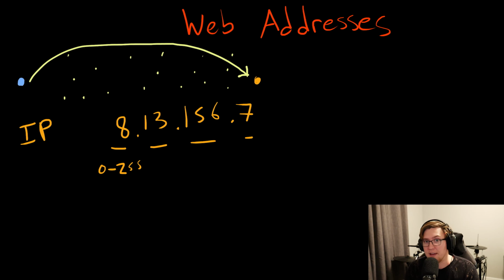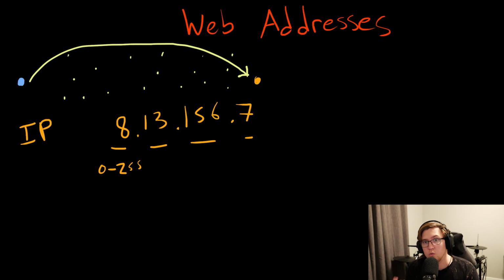8.13.156.7, this is just an example, right? It is a valid IP address, but I don't know if there's anything connected to this IP address. So just keep that in mind. There's many possible valid IP addresses. The only rule is that each section has a number between 0 and 255.